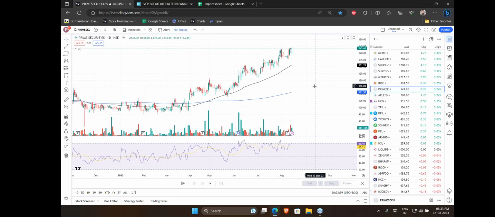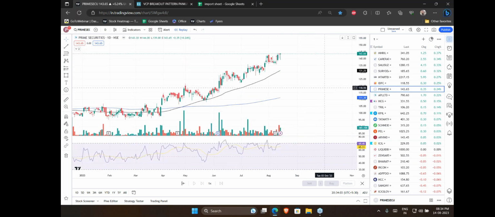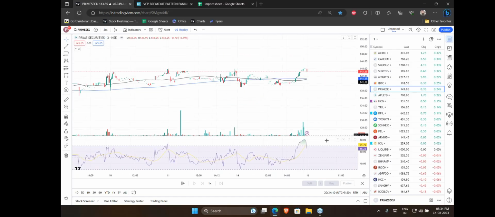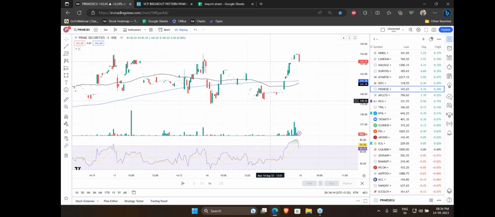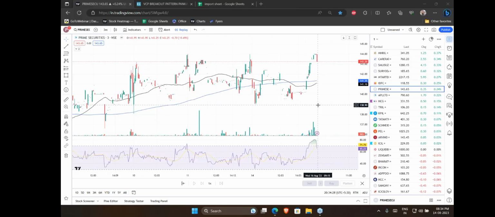Prime Securities might have a liquidity issue. Yes, it is. Can you see the gaps in the candles in Prime Securities? So Ragesh, we are not taking a stock which is already broken. So Prime Securities, we will not pick it up.